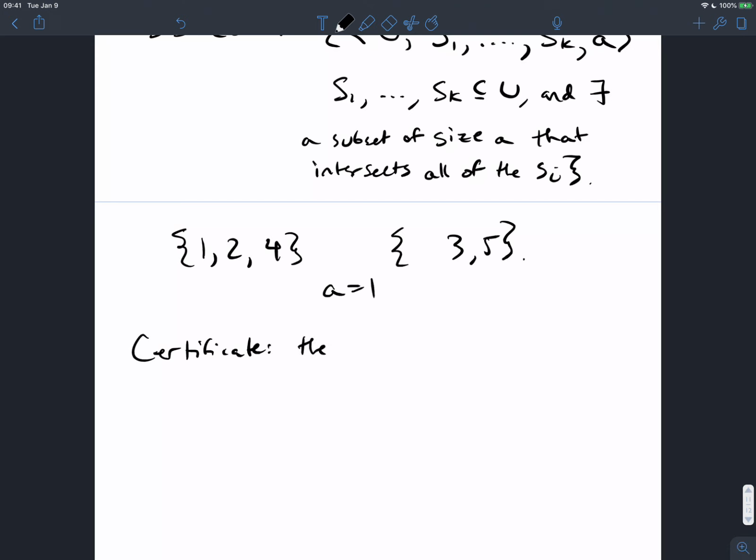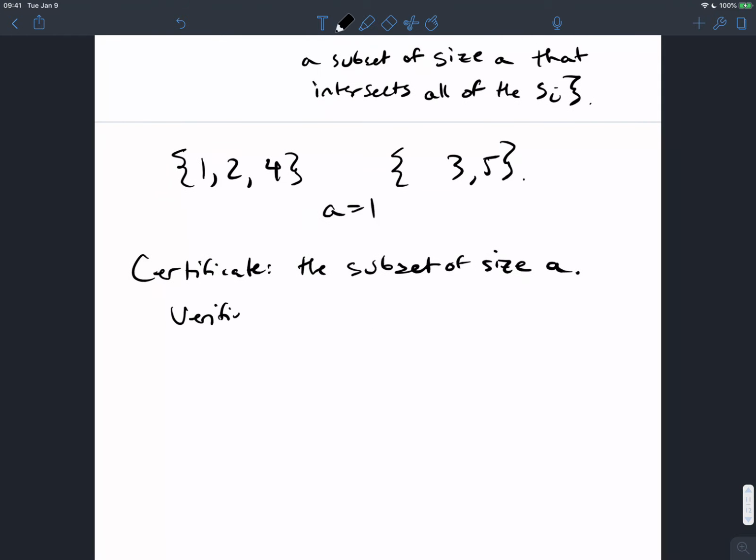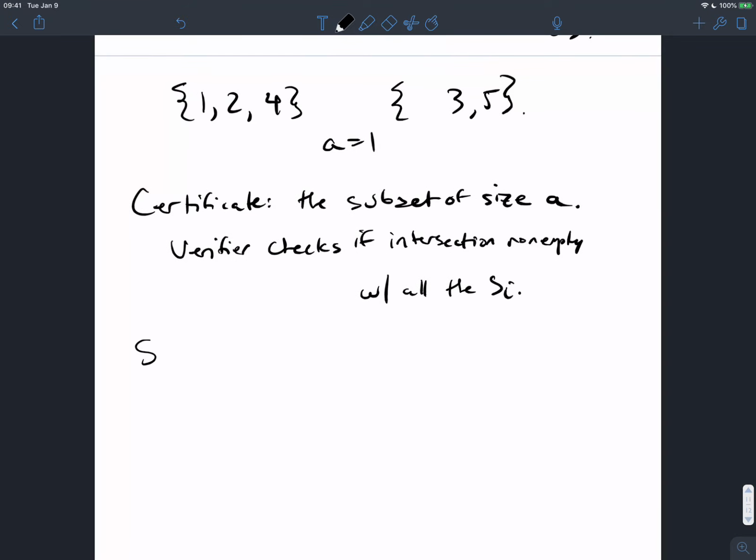The subset of size A. Well, how could you verify that this subset really intersects all the subsets that you're given? Just check intersection. Yeah, easy. So the verifier checks if the intersection is non-empty with all the S_i. And that easily runs in polynomial time, because you just look at each of the sets in turn and find the intersection, which is easy. So therefore, set cover is in NP.